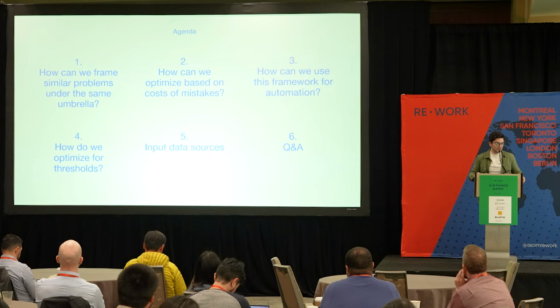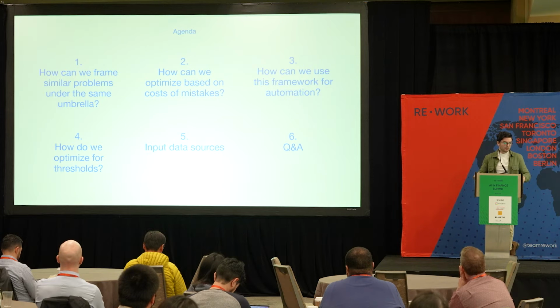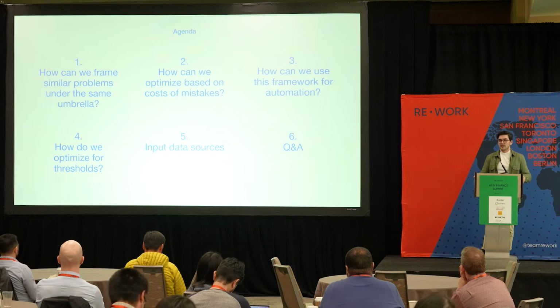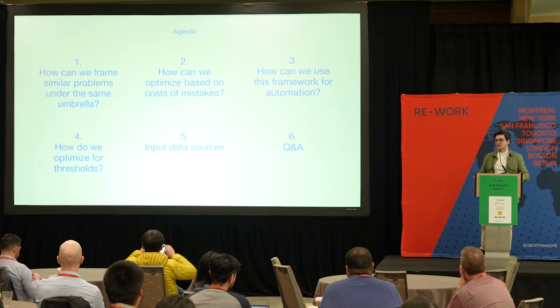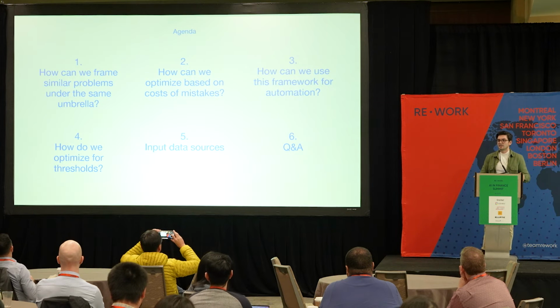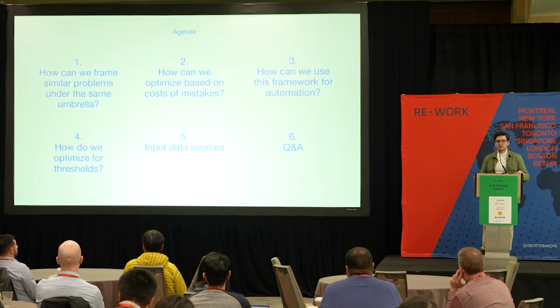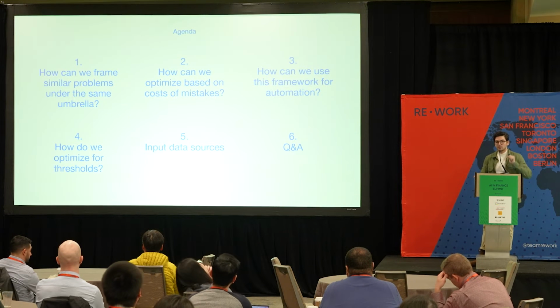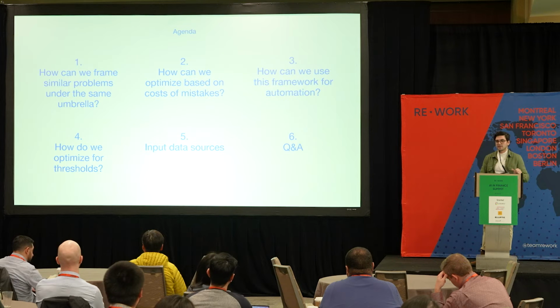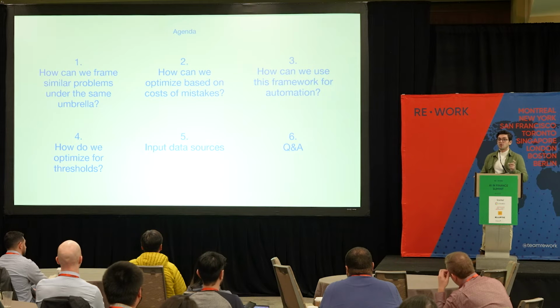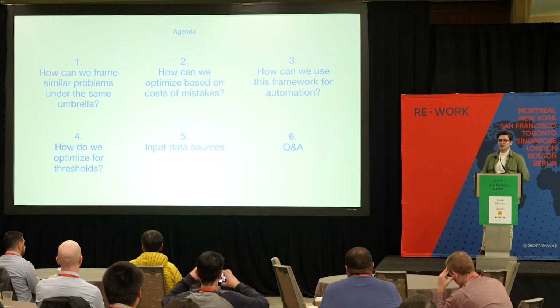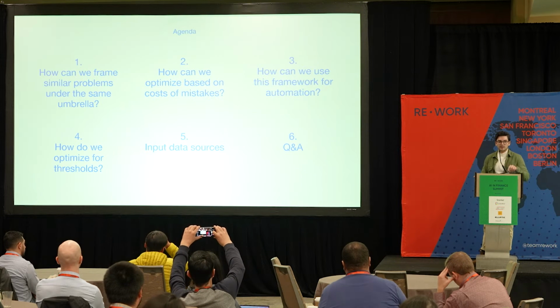The first one, again, is how we can frame similar problems under the same umbrella. How can we optimize based on costs of mistakes? If you think about the cost of declining, the example that I give all the time is, let's say your credit card loan is on average $5,000. The cost of a false positive is that you wrongly declined someone. You said, okay, they were fraudsters, they were not going to pay me back.